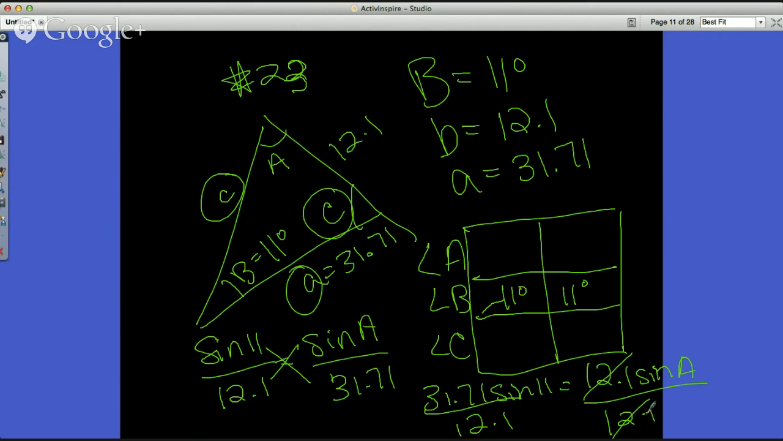Okay, so what's 31.71 sine of 11 divided by 12.1? Did you do that? Yeah, it's negative 2 point something, so the inverse would work. Are you sure on that? Yes. Did someone else do that? Just to be clear? Yes. Okay, I think.